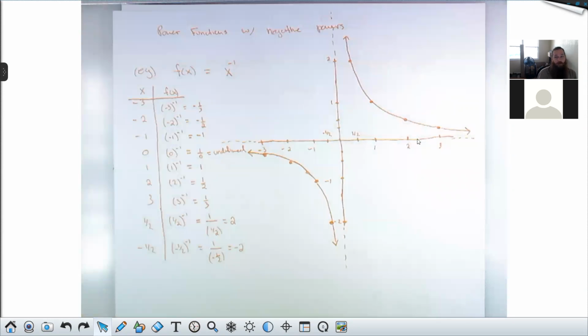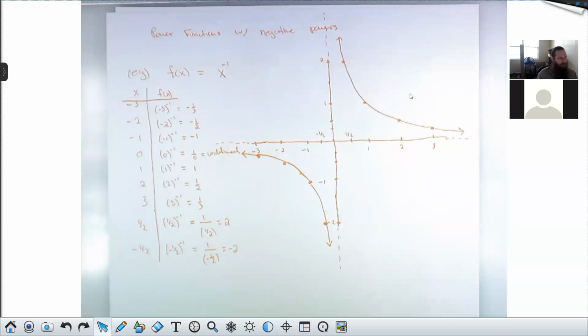And power functions with negative powers have asymptotes. So this is a new feature, something we haven't seen in the past. It's new to these power functions with negative powers. So just like we did with the power functions with positive powers, there are some graph shapes I need you to learn. Are there any questions about this graph?